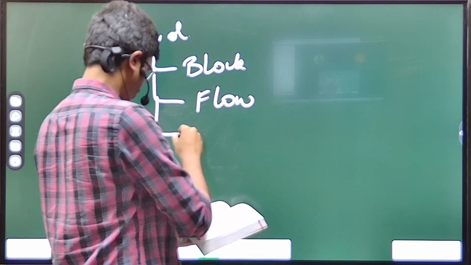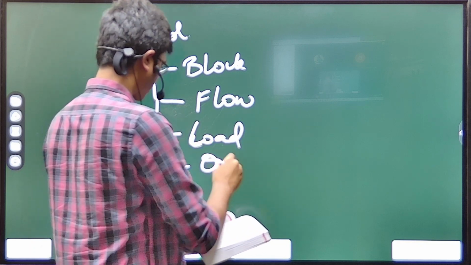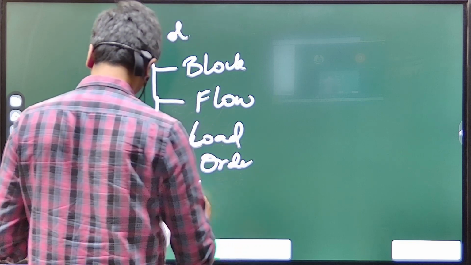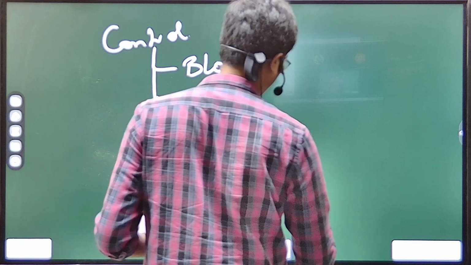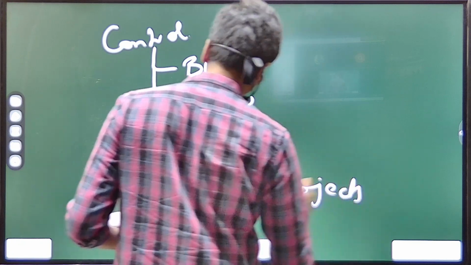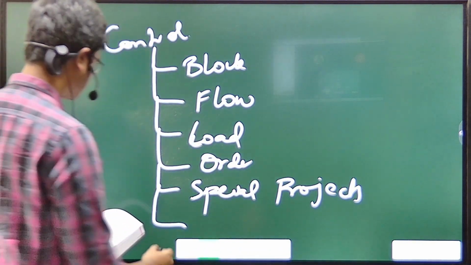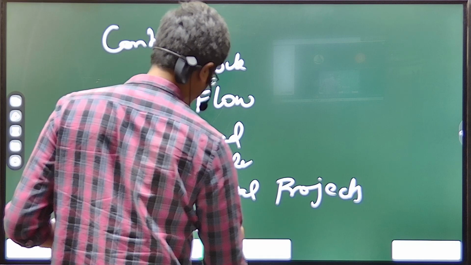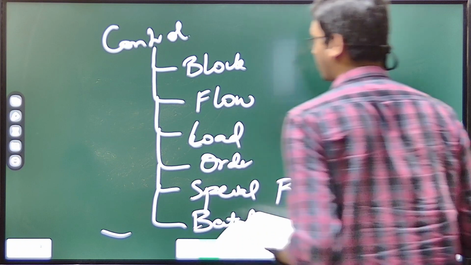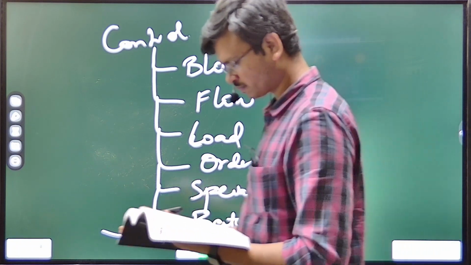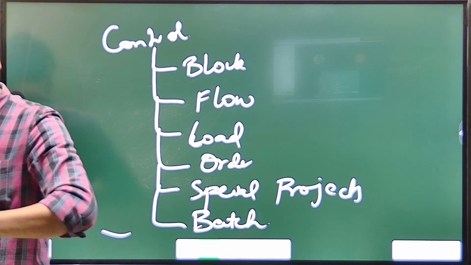You have your flow control, load control, order control, and you have special projects. The special projects are huge investments, right? Special projects are like your highway construction. Then if you have a big real estate project or something, those are all special projects. And if it's a batch job floor, you have a batch control. Okay. So these are the various types of controls.